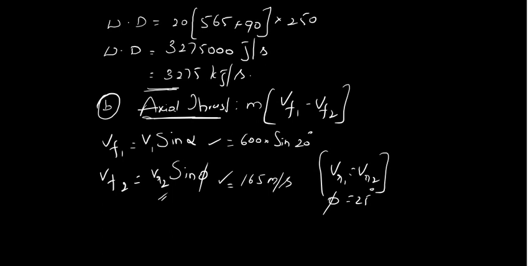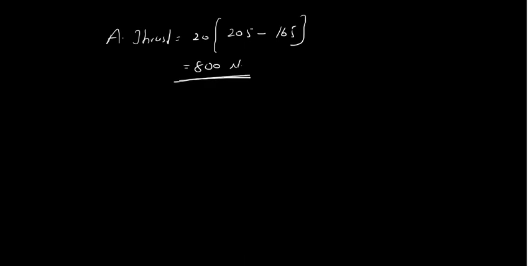Now I got the values of VF1 and VF2. Let me substitute in the relation. Axial thrust equals mass, 20, and VF1, what is the value of VF1 we got? 205 minus 165. Therefore, the value of axial thrust is 800 newtons.